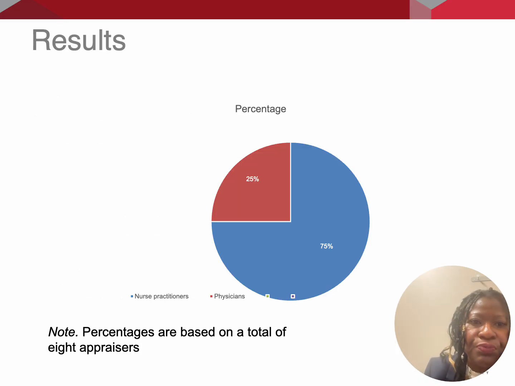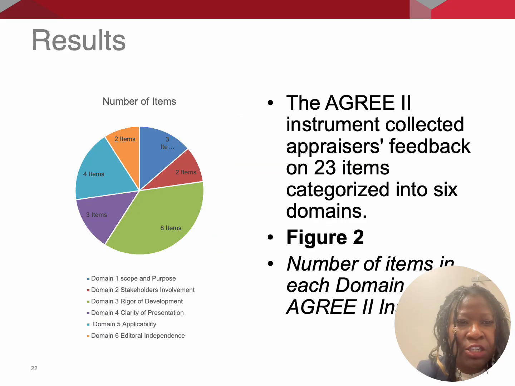So this was the percentage of people who appraised the tool, with 25% representing physicians and 75% representing nurse practitioners. The next figure shows the number of items per domain, and the domains were 6. So these are the number of items per each domain, and it's explained below.